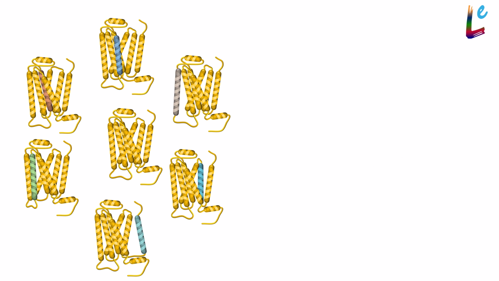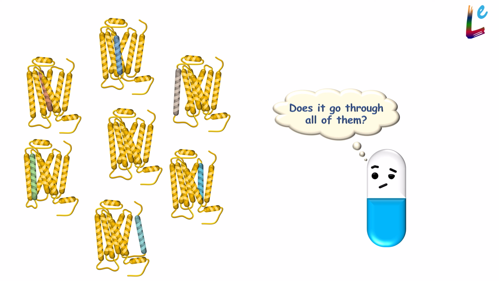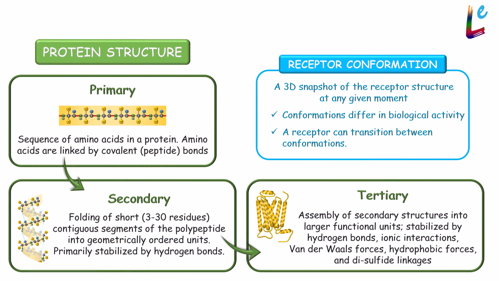So, if a huge number of conformations are possible, does a receptor go through all of them? We will see that in the next video. Here is a summary of what we discussed.